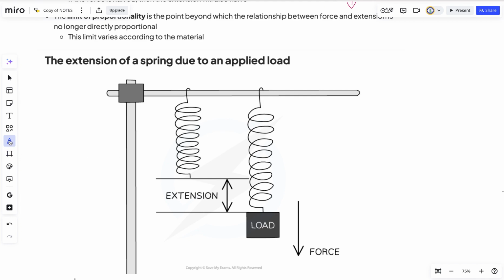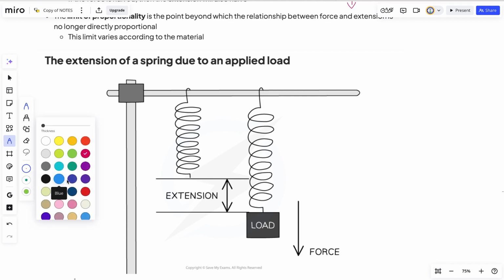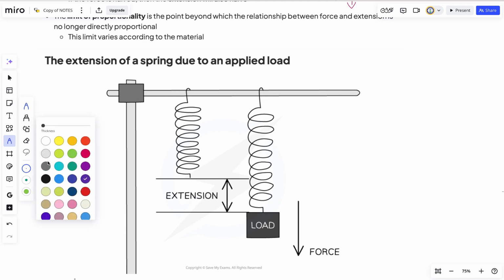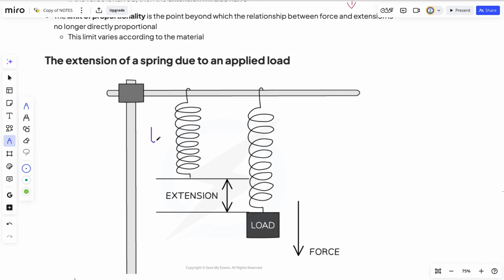We can take the dimension of the original length of the object. We can take note of this original length, and we call it the original length. We can call it L naught, the original length of the object. Then he said this object can be stretched based on the addition of masses.